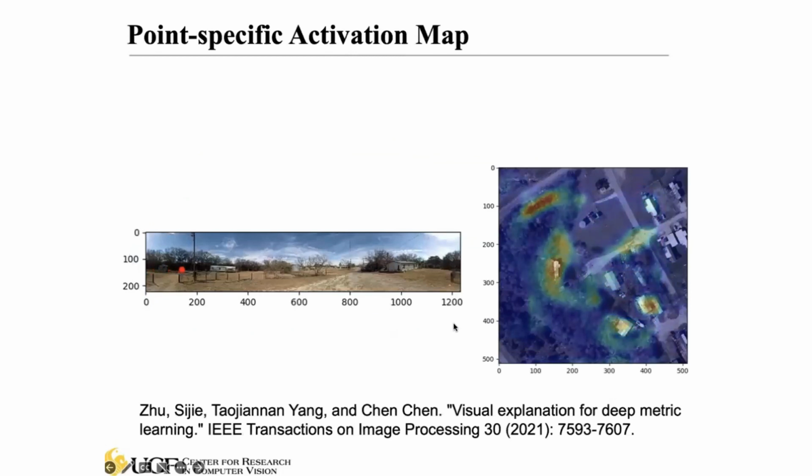And our method can also do this kind of point-wise explanation. If you can see the red dot, it is moving around this image. At each location, we can generate the corresponding activation map: what region in this reference image, this satellite view, corresponds the most to this particular point. So here we are able to see how this activation map changes at different locations.